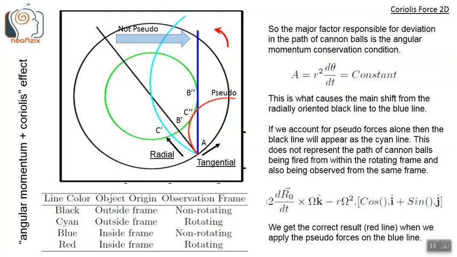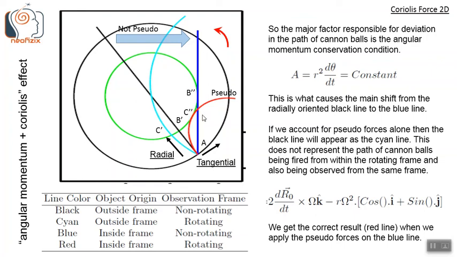So if the cannonball is fired from within the rotating frame in the A B prime direction, then it will move along this red curve A C double prime. This red line represents the path of the actual cannonballs being fired from within the rotating frame and also being observed from within the same frame. So this is the correct concept which explains the path deviation of these cannonball trajectories, or any path deviation that we observe due to this rotation effect.